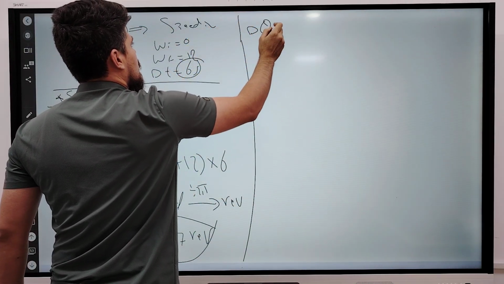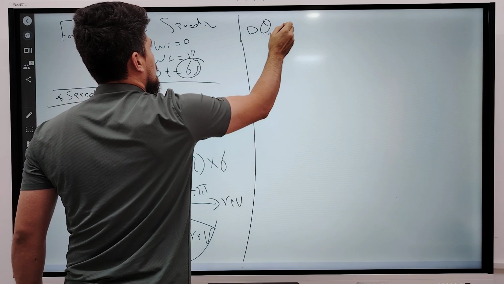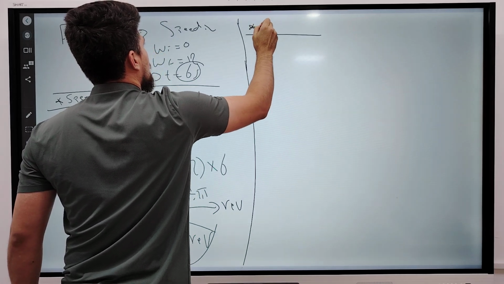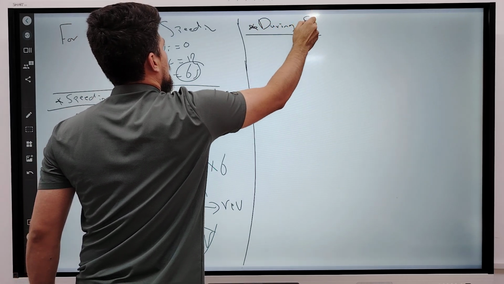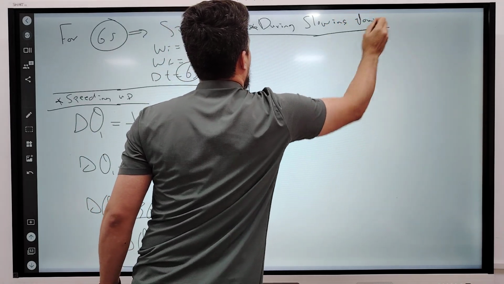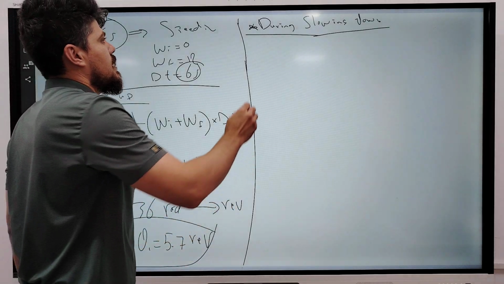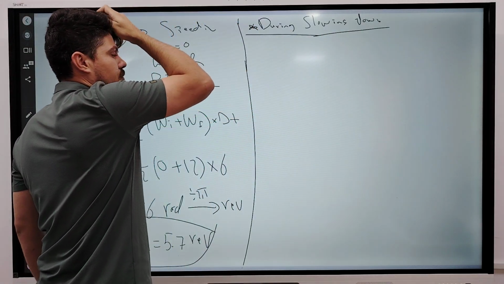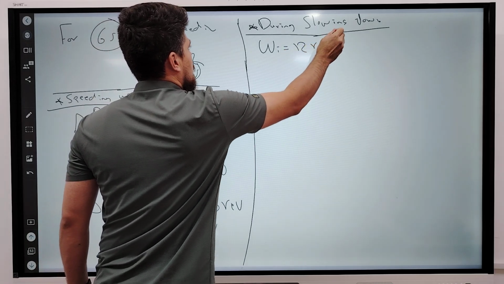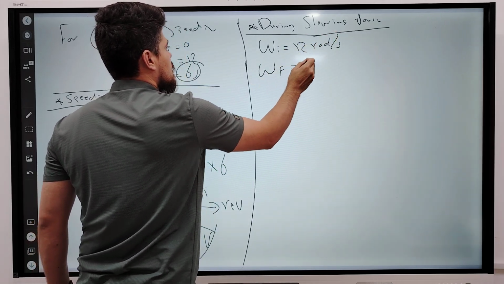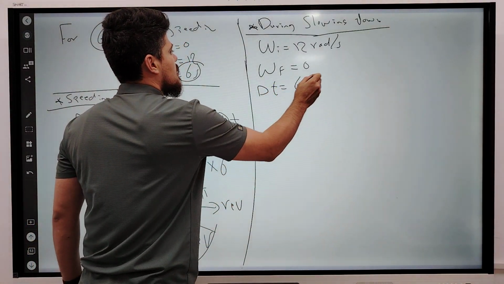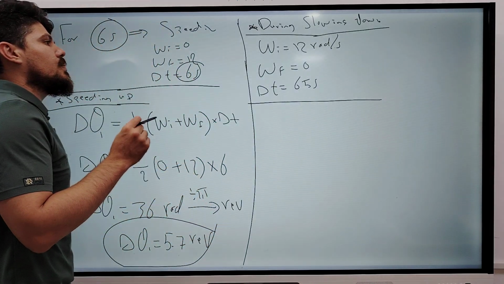The second angular displacement in revolutions is during slowing down. How long did it take for the slowing down? 65 seconds. During the slowing down, omega initial is 12 radian per second. Omega final is 0 because the wheel stopped after 65 seconds. In how many seconds? 65 seconds. So this is during slowing down.